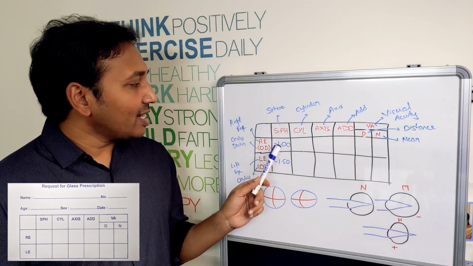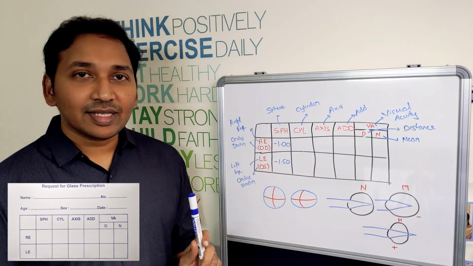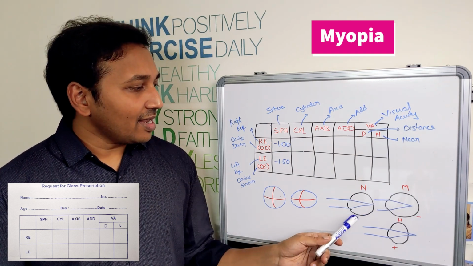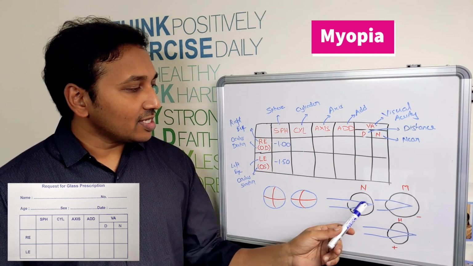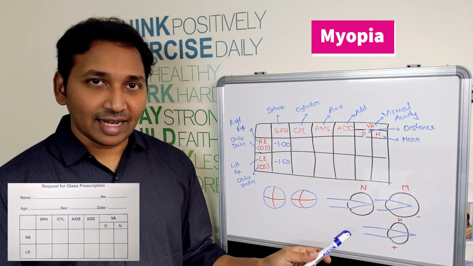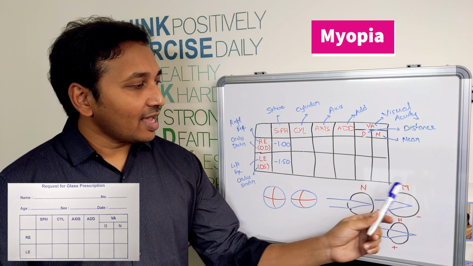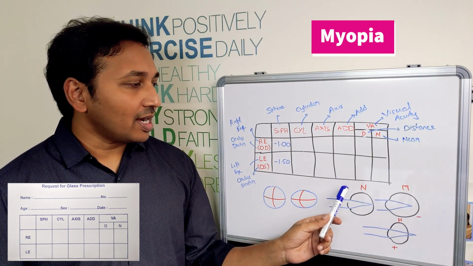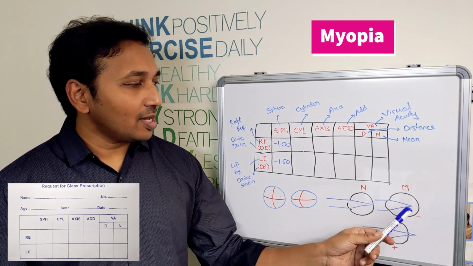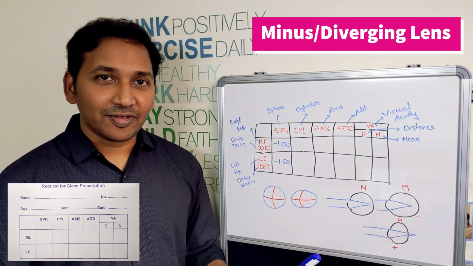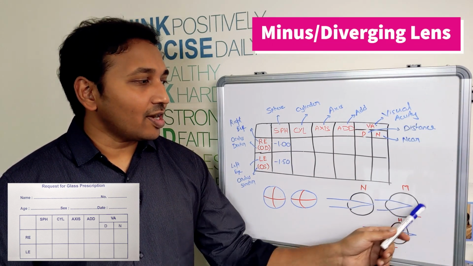If you have a minus power in the sphere, that means that is myopia or nearsightedness. In the normal eye, the light rays are focused exactly on the retina, and so we don't need any correction. Whereas in myopia, the eye is a bit larger than the normal eye and the light rays fall a bit in front of the retina. To correct that, we give a minus or diverging lens so that the rays fall on the retina.